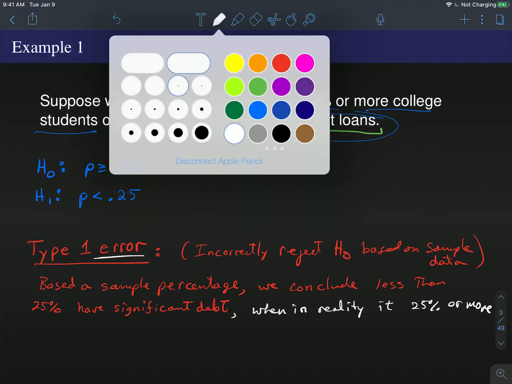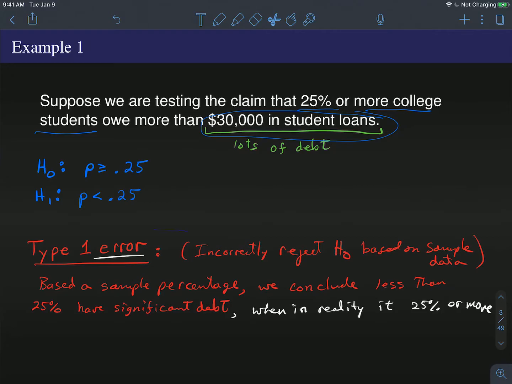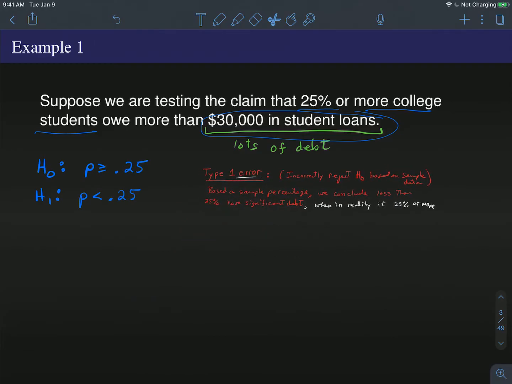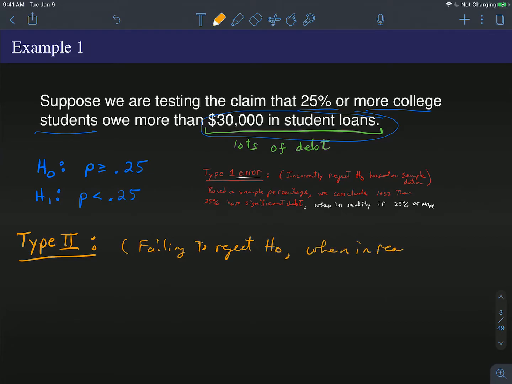What about our type 2 error? Just going to shrink this down and put this elsewhere. There's our type 1 error. What about our type 2 error? What would this look like? Remember, our shorthand for this is failing to reject our null hypothesis when in reality H0 is false. Two is's.